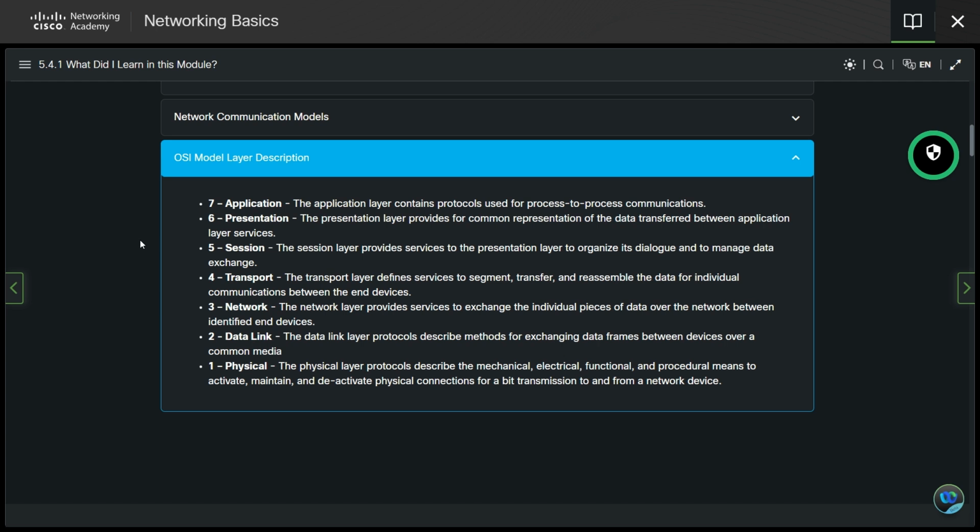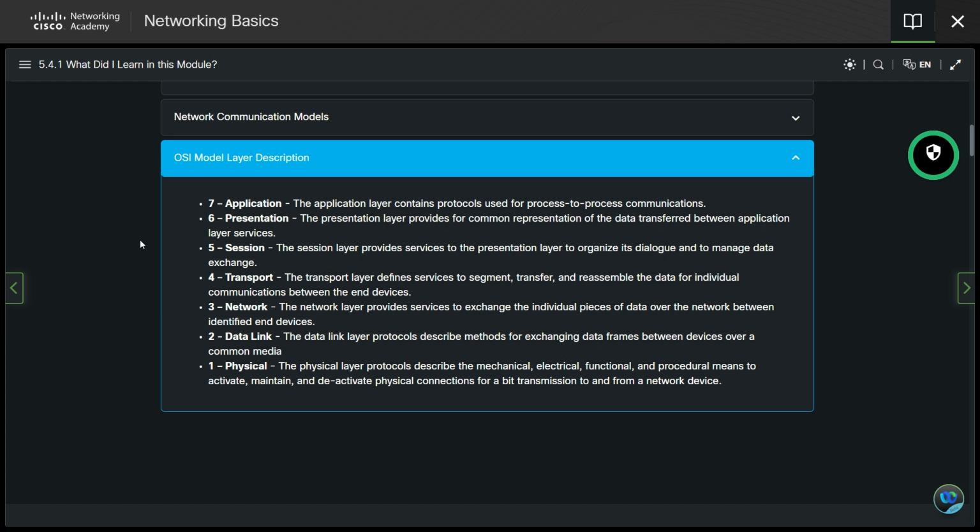The seventh layer is application. The application layer contains protocols used for process-to-process communication. The sixth layer is presentation. The presentation layer provides for common representation of the data transmitted between application layer services. The fifth layer is session. The session layer provides service to the presentation layer to organize its dialogue and manage data exchange.